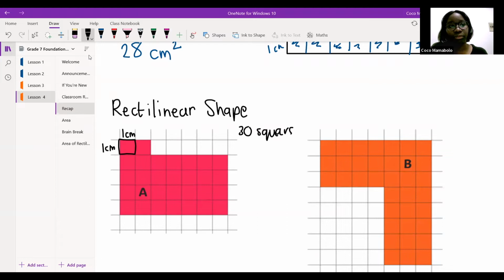Now, if I have to write this, you can unmute and let me know. Teacher Coco, we lost you for a few seconds there. Please repeat the sentence. Oh, I'm sorry. I'm saying if I want to write this as an area, how would I write this? I would go area is equal to.